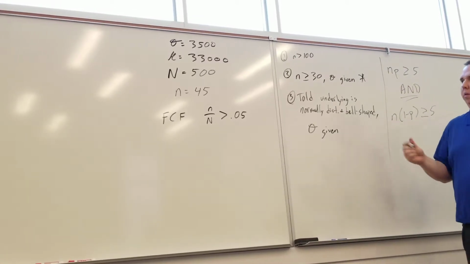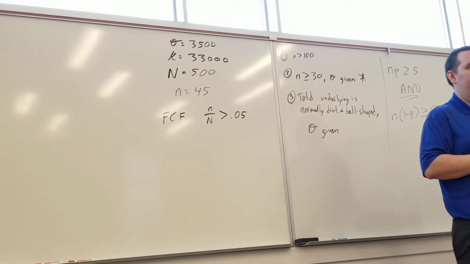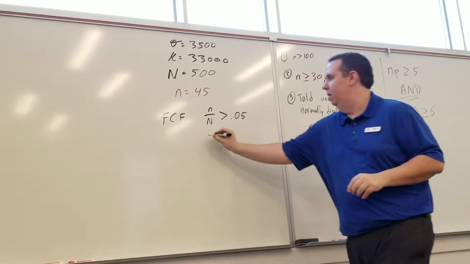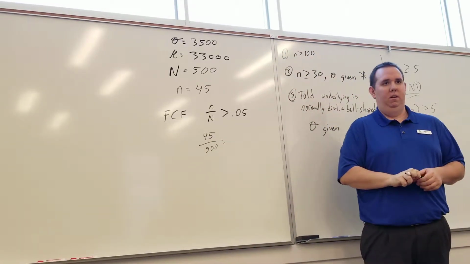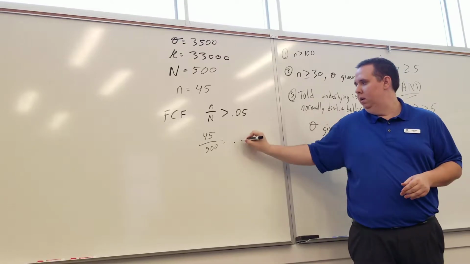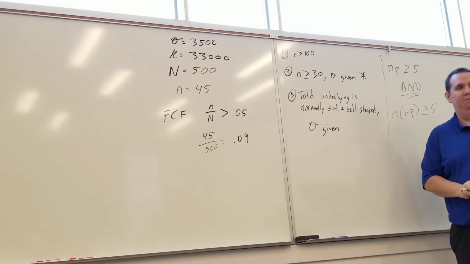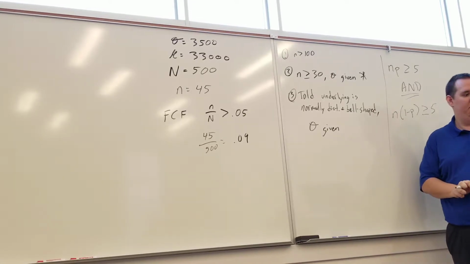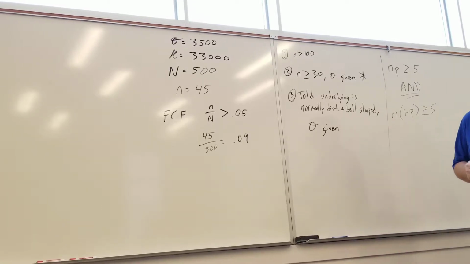So, do we get to use the finite correction factor in this problem? No. Well, wait, what's 45 over 500? 0.09. Yes. So we get to use the finite correction factor here, right? Alright, so now we know that we can use it. What do we use the finite correction factor while finding?